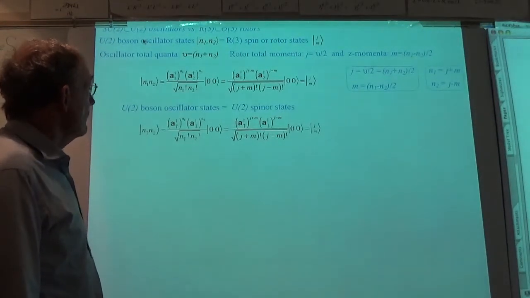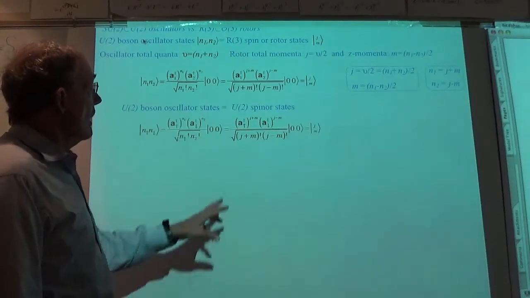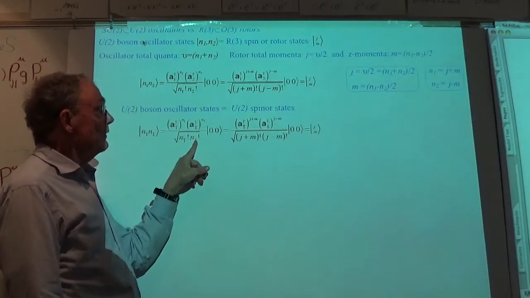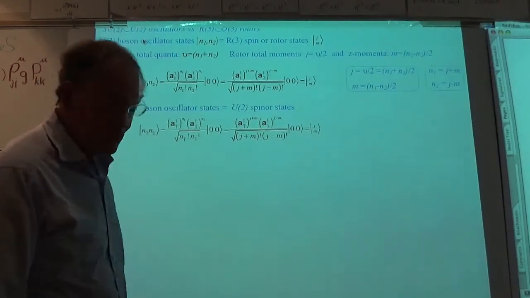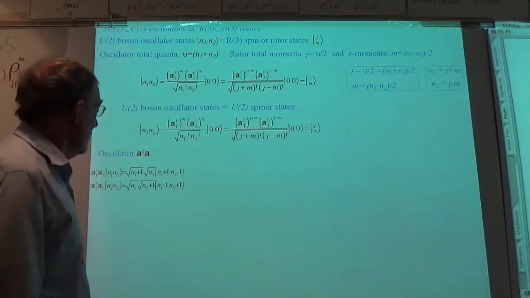Okay, see if there's anything else I need to say. I think that's it. Except here I'm using spin up and spin down. I don't know why I forgot to put the spin down in there for 2, but I'll fix that. That's a little typo, but it isn't a significant one.